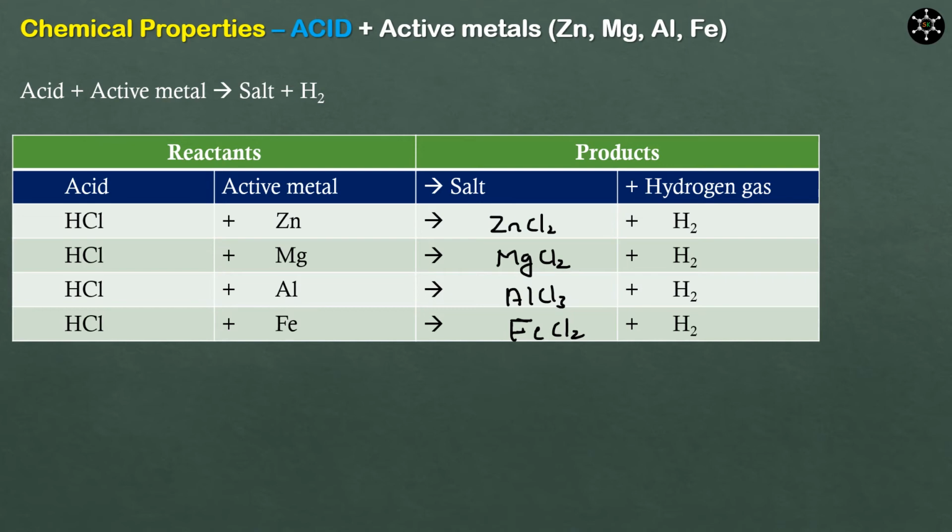If you balance the equation: 2, 2 here, 6, 2, 2 and 3, 2 HCl, it's balanced.